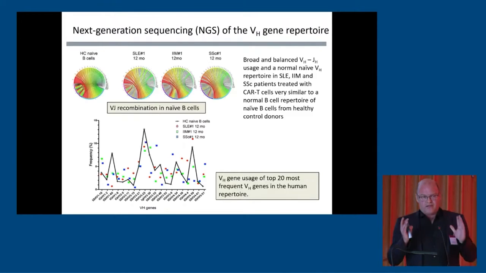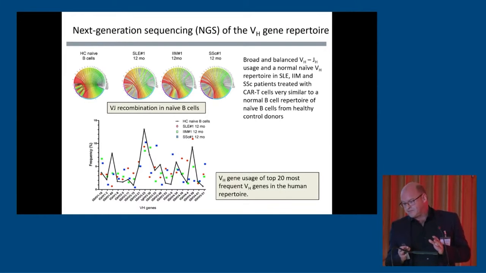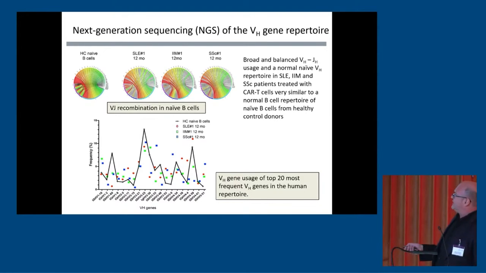Then even more important, when you go deeper, you can see that the so-called arrangement of VJ chains is actually very heterogeneous, resembling a healthy individual. You can see here, this is a so-called circus plot, and you can see the more lines are the heterogeneous, the white is the VJ arrangement. And you can see that that's very similar in the patients after the treatment.